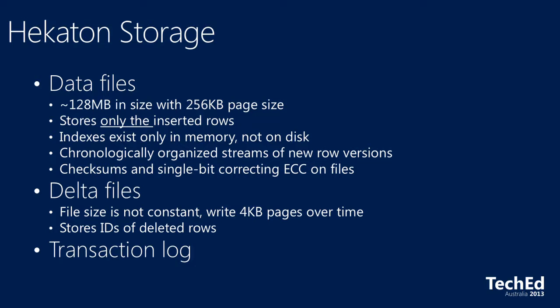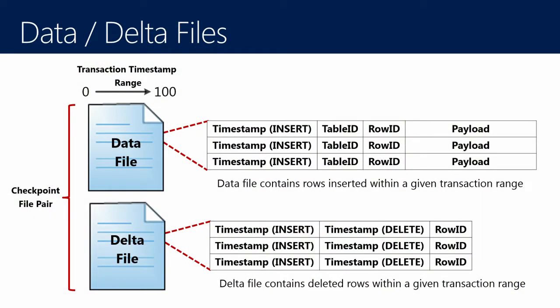So this is the Hackathon storage for its durability: data and delta files, and we saw previous examples of the transaction log. This is what the data delta file looks like. Quite simple. For the data file, which grows up to 128 megabytes in size, this represents 0 through to 100 timestamp. You're going to see the timestamp for the insert, the table, the row, and then the payload. For the delta file, very, very small, because all it is is the insert delete combination and the row ID in this particular case.